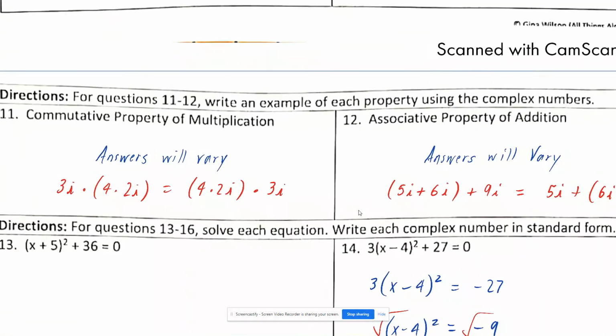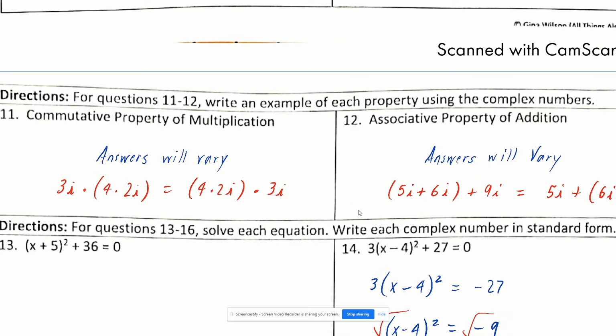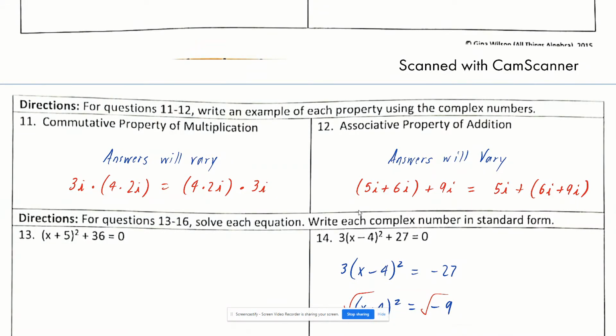Flip it over to the back. We had 2 different types, commutative and associative, where I asked you to come up with your own version of this. Here's the key, because I know the answers will vary here. In commutative property, you change your order. Notice how I have 3i first on the left side, but I have it on the right side. Well, I simply changed the order. And here's the rule of commutative property. When it comes to addition and multiplication, order doesn't matter.